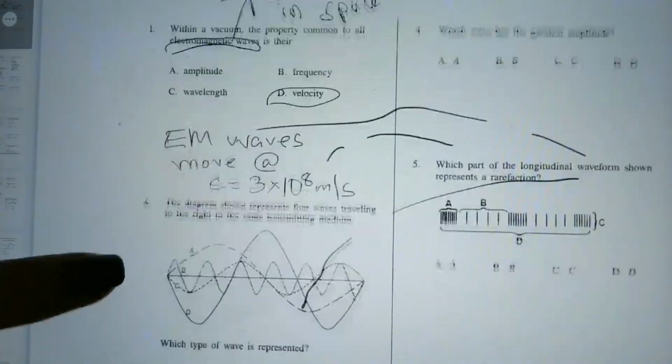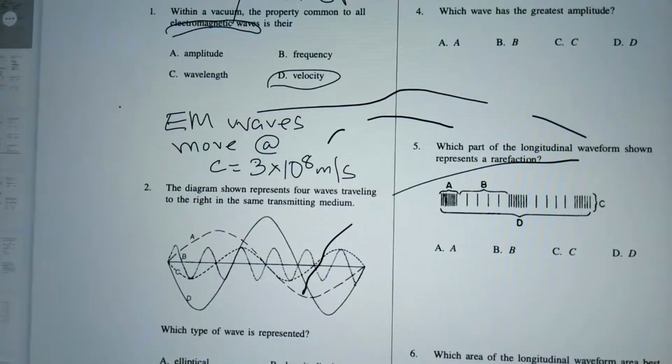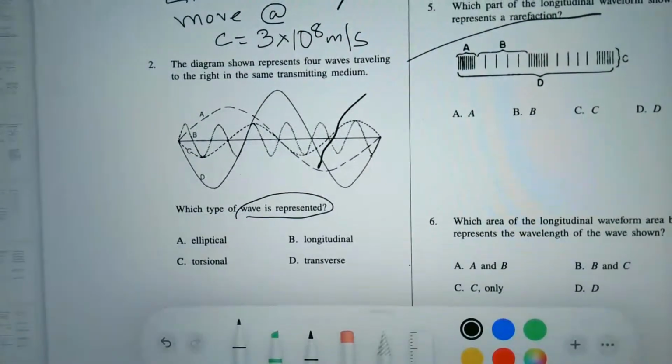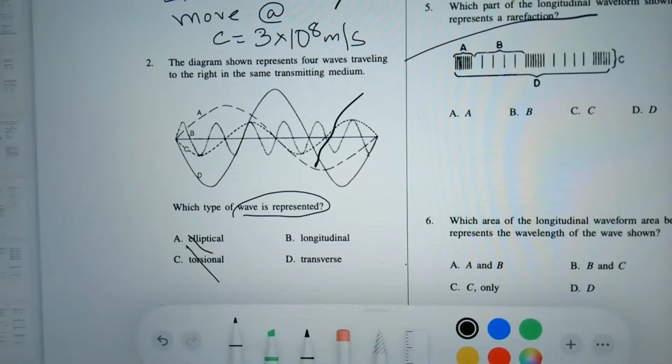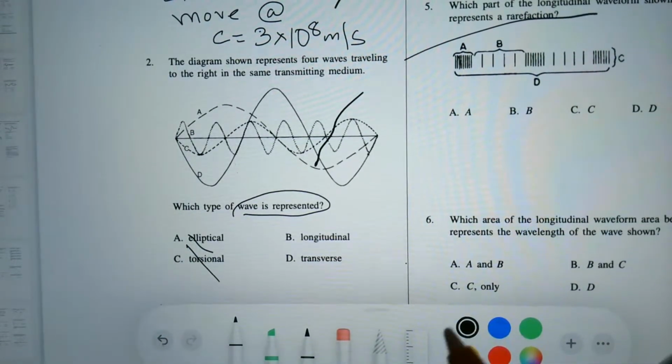So after that, we have the diagram shown represents 4 waves traveling to the right in the same transmitting medium. What type of wave is represented? Well, first we go after solutions that don't make any sense. So elliptical and torsional, we don't teach. So it's either longitudinal or transverse.